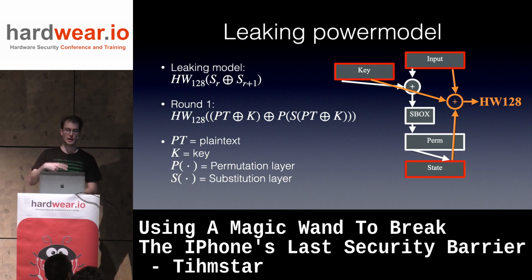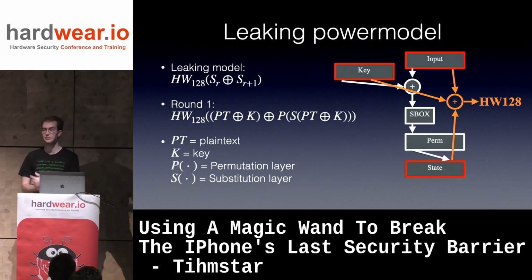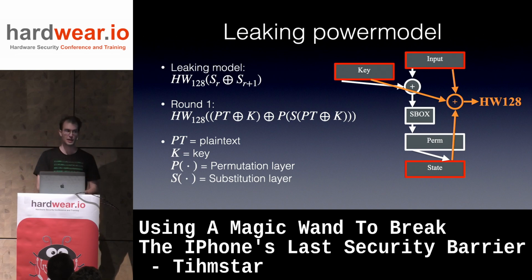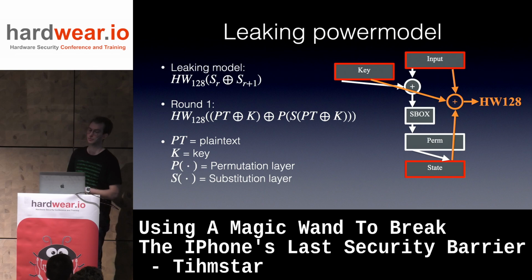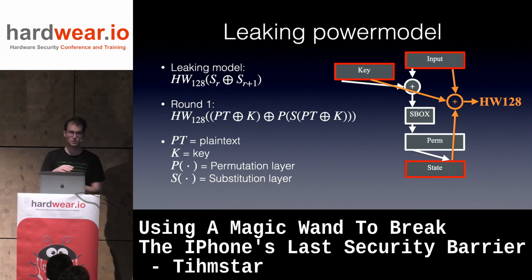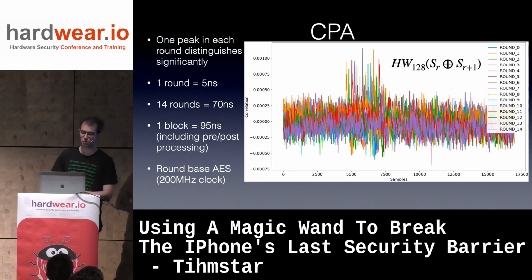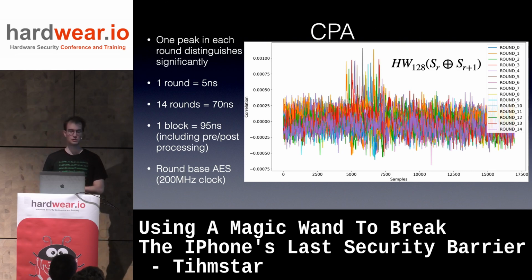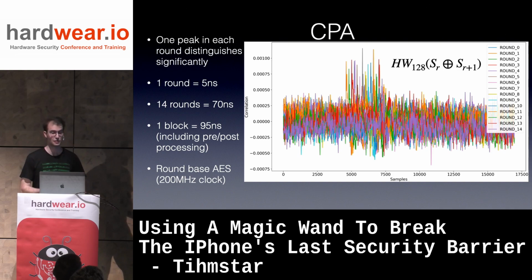So if we were to attack the first round of encryption, or which I actually did, the last round of decryption, you take in the plaintext, you XOR the key, through the S-box, through the permutation layer. And from that, you take the 128-bit Hamming weight, and this is what I used as a model, and that actually worked. By doing so, I could distinguish, and we can see one peak in each round distinguishes significantly.